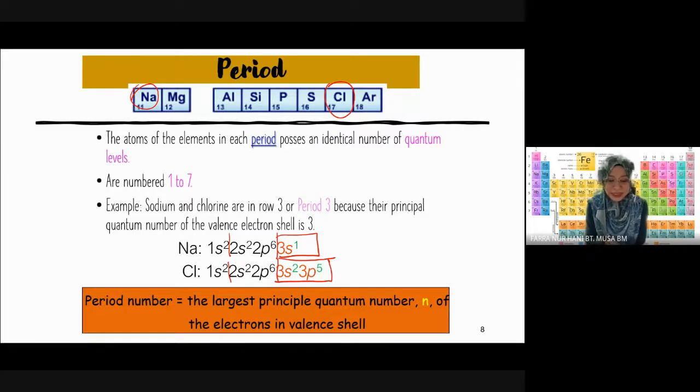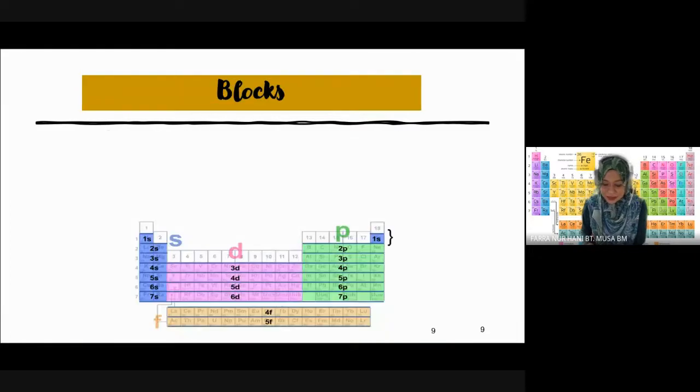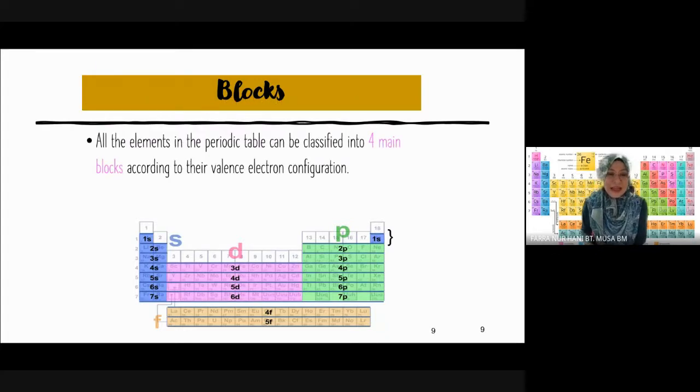Okay, so we can conclude that period number is the largest principal quantum number of electron in the valence shell. Okay, kenapa ada perkataan largest principal quantum number, not just the principal quantum number in the valence shell? Because yang ni dia ada kaitan dengan d orbital. Nanti kita tengok contoh for d orbital. Okay, sebab d orbital dia special sikit. Okay, d orbital. Okay, alright.